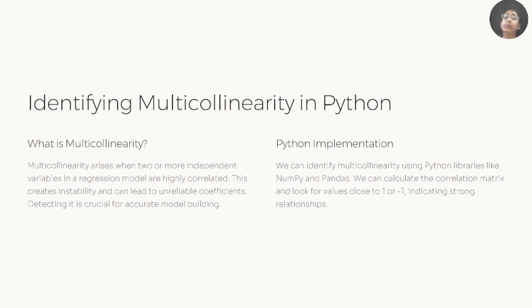First, we can go with multicollinearity. What is multicollinearity? Multicollinearity arises when two or more independent variables in a regression model are highly correlated. When they are highly correlated, they can create much instability. Also, it can lead to unreliable coefficients. It is very important to detect these multicollinear predictors and remove them so that our data model can become much more reliable.